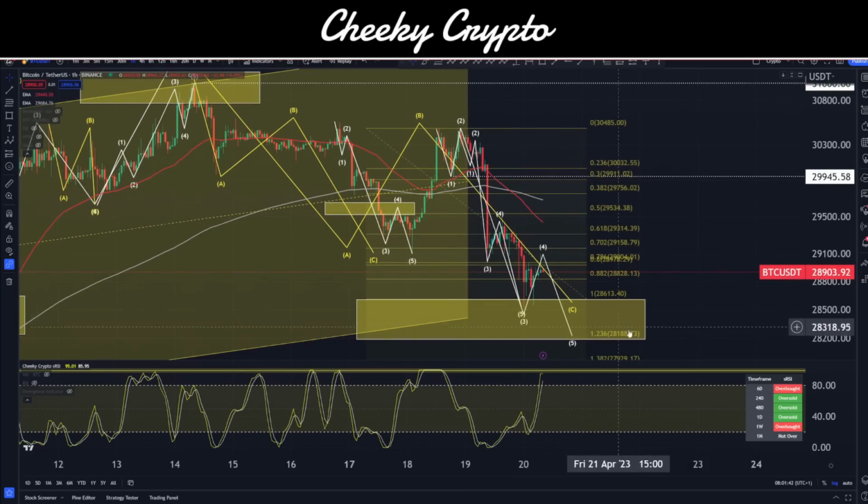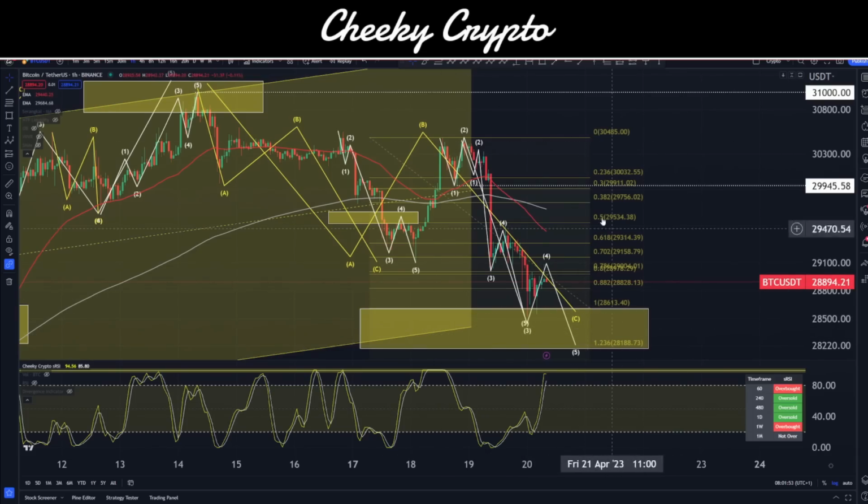So as long as I've understood everything that's going on with all the different rules of Elliott wave theory, we have a high probability of a move into these lows around that 28,188, completing this 5-wave structure.